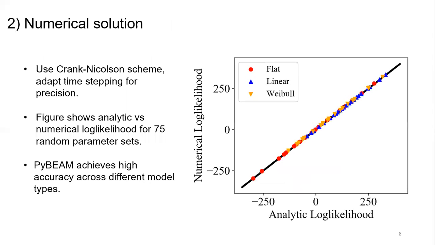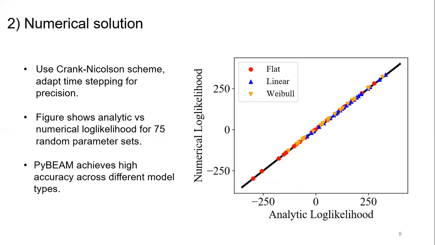This leads us into our next bit, which is the numerical solution. We solve this PDE for the probability using the Crank-Nicolson scheme. We also include a time-stepping adaptation to guarantee that we're always getting a very high solution precision, which we demonstrate here on the right with this figure.